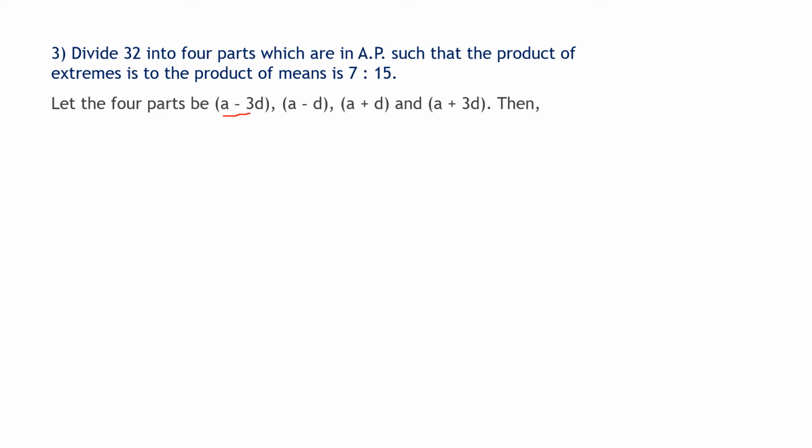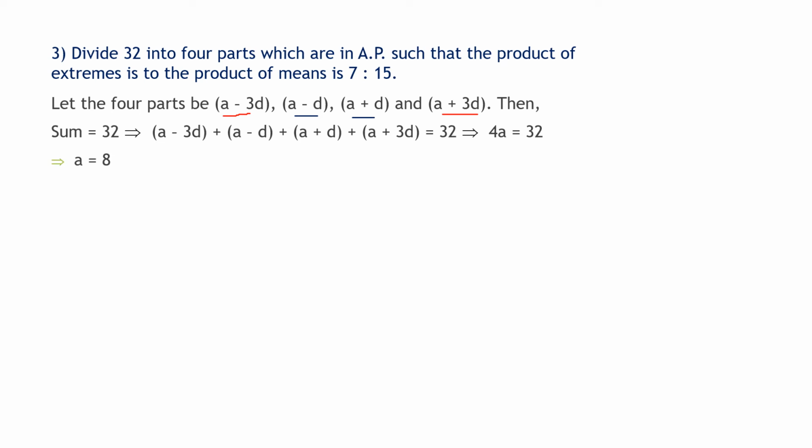So these two are the extremes. When you multiply these two terms, the extremes, and multiply these two terms, the means, and take the ratio, it is 7:50. So first we add them because we divide into 4 parts. The total is 32. The d gets cut off. 4a equal to 32. So a is equal to 8. That was the first condition.